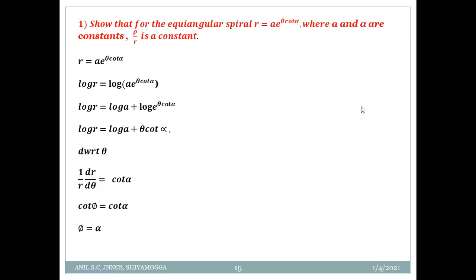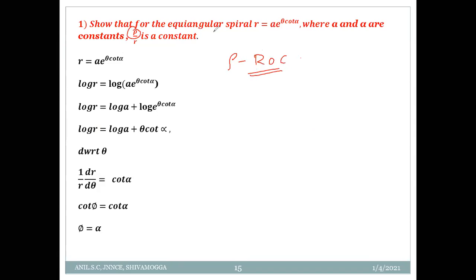Show that for the equiangular spiral, r is equal to a into e power theta cot alpha, where both a and alpha are constants, rho by r is a constant. Rho is the radius of curvature. Radius of curvature is denoted by rho. This is a standard notation. Rho stands for radius of curvature. You keep this in mind.